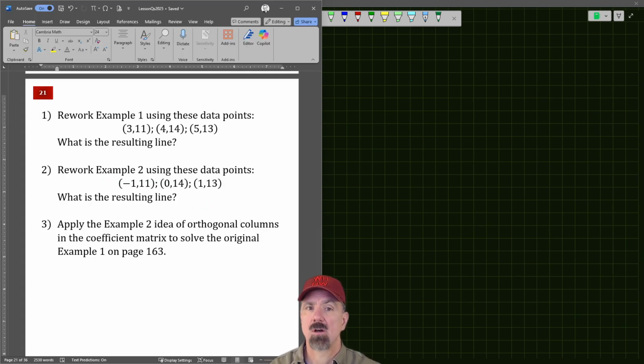All right, so these are the problems that we're going to take a look at. We're just going to rework some of the examples that are in the text. So this is a new set of data for example number 1. And then here's a new set of data for example number 2, where he's using the orthogonality. And then finally, what we want to do is apply this idea of orthogonality, how we can do a shift in the t values in order to solve the original example 1 that Strang provides for us in his text.